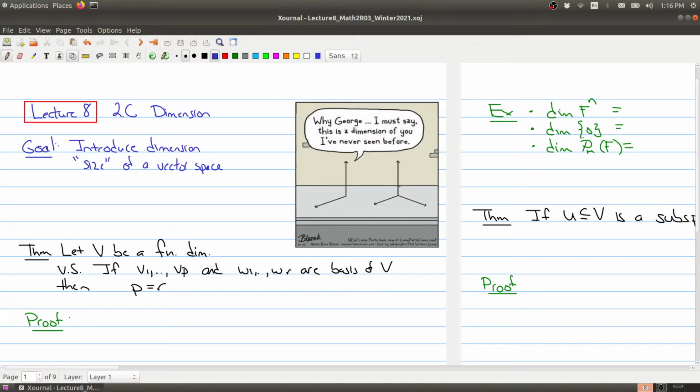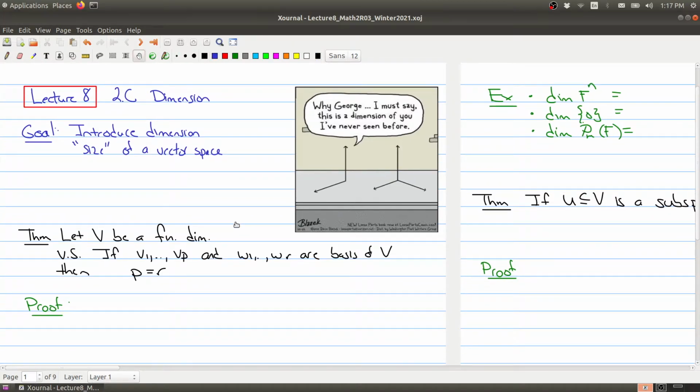We have a nice little comic here for you to chuckle over while I write out the proof to our first theorem. This first theorem is important because it allows us to define dimension. First, let me state what the theorem is. Let's say we have a finite dimensional vector space, and two bases, V1 through VP and W1 through WR, of our vector space. Then the number of elements in the bases has to be the same. This P and R are the same. And the proof is pretty straightforward. It's only two lines, and it goes as follows.